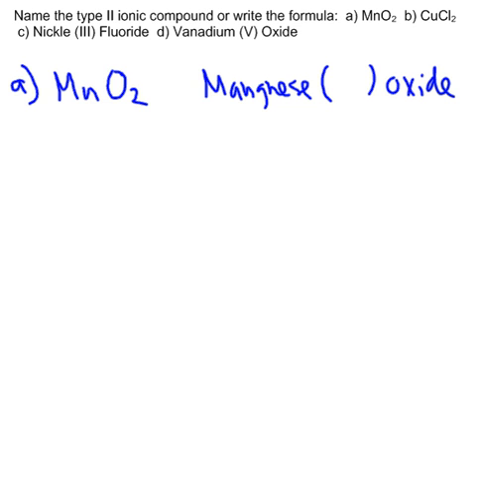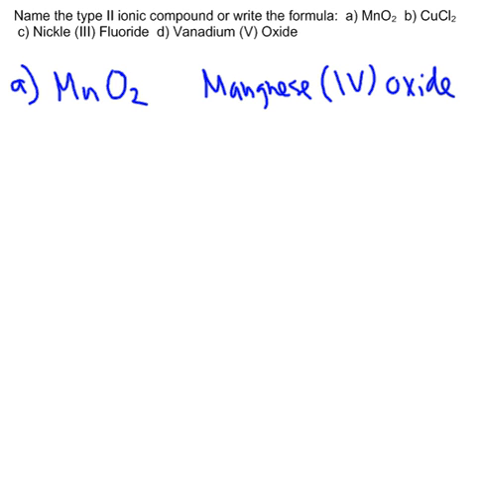One way to do that is by looking at the nonmetal here, in this case oxygen. When we look at the oxygen on the periodic table, we see it's in group 16, and that tells us that it needs 2 electrons. So if it needs 2, and there's 2 of them, we have MnO2, that's a total of 4 electrons, which those 2 oxygens must be receiving. And so, since there's only the 1 manganese, we know that it must be manganese 4 oxide.